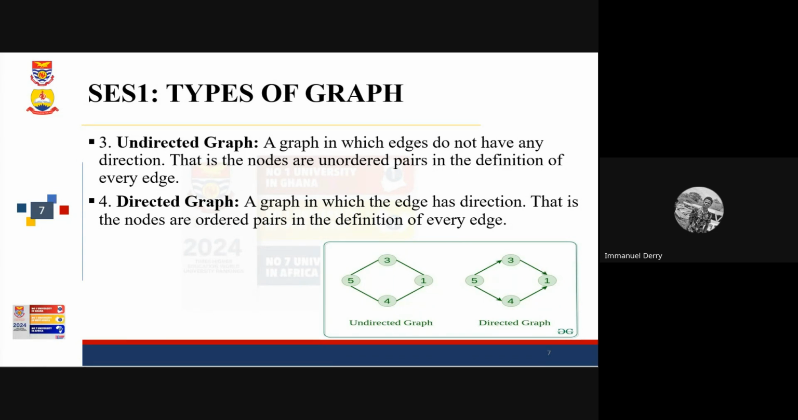Please take note of it because we are going to use this same concept to understand some other algorithms in the lecture. So undirected graphs do not have directions on their edges. Directed graphs have directions on their edges. All right, so you could also think of this as two-way traffic for the undirected graph, where you can move from point A to B and the same way from B to A. However, in a directed graph, you cannot do that.